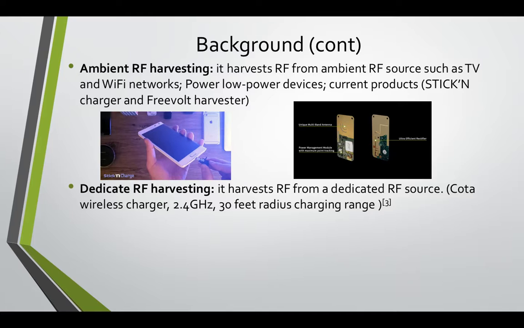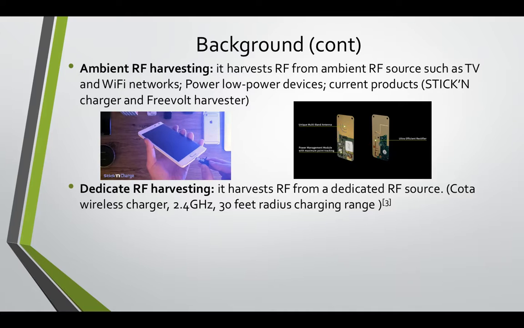The other product is the 3-volt harvester. This harvester is about the size of your ID card. It provides enough power for low-power devices such as security cameras and smoke detectors. It harvests RF and converts it to electricity constantly.